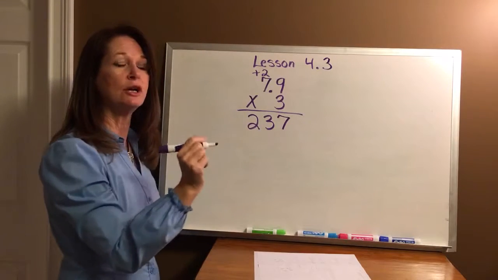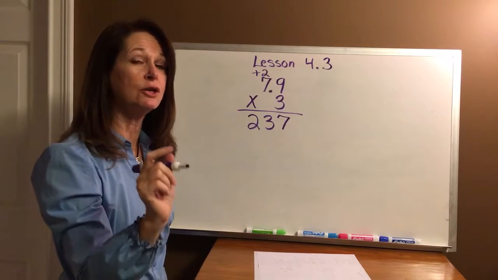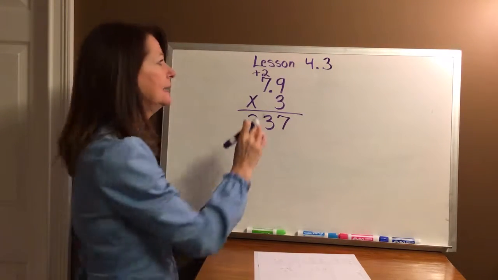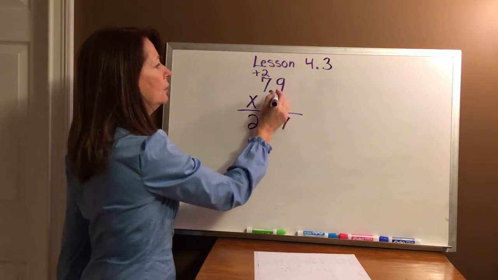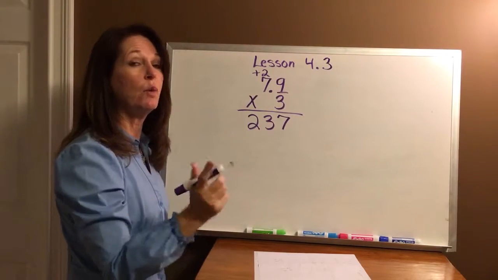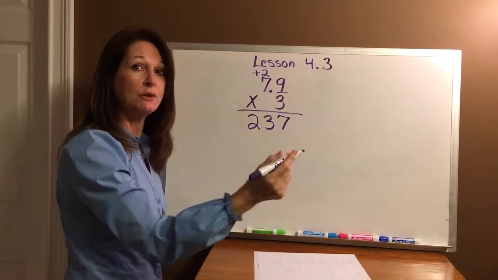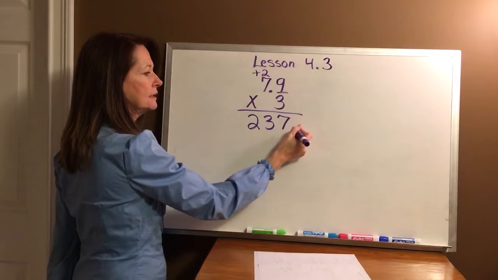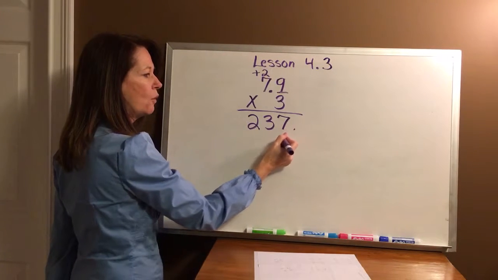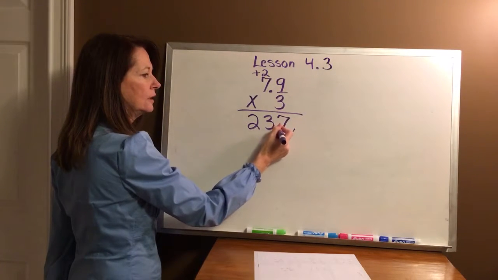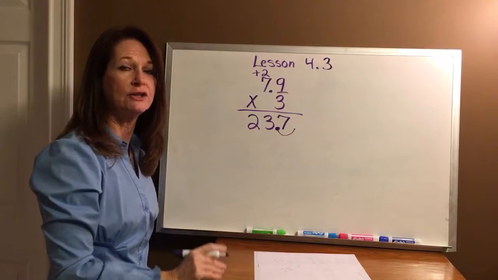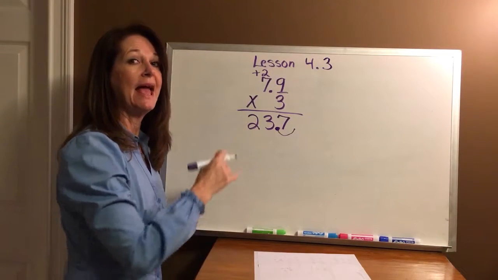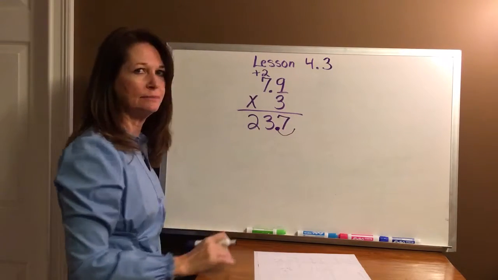Now, we have to look how many digits are to the right of the decimal in my problem. Just this one. There's only one digit that's to the right. So now look at your product, look at your answer, start over here on the right, and move your decimal point 1 place. That is our answer, 23 and 7/10.